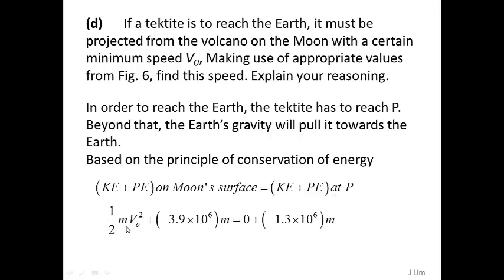So we have half m v squared plus minus 3.9 times 10 to the power 6 m. So that is the potential energy on the surface of the Moon. At point P, the kinetic energy is 0, and the potential energy is minus 1.3 times 10 to the power 6 multiplied by m. So v0 will be equal to 2.28 times 10 to the power 3 meters per second.